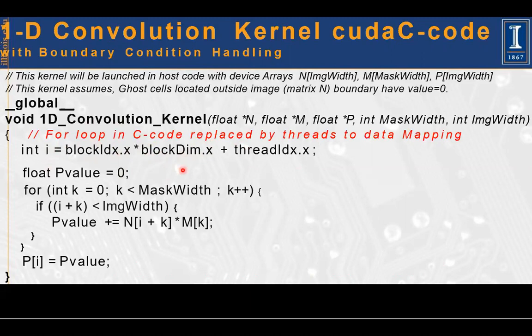There will be two lines here. Then for this calculation, my mask is not a linear mask of length mask width. It has a mask width into mask width dimension. So here I will still have two for loops, even in my CUDA-C code, because I am not parallelizing this part.